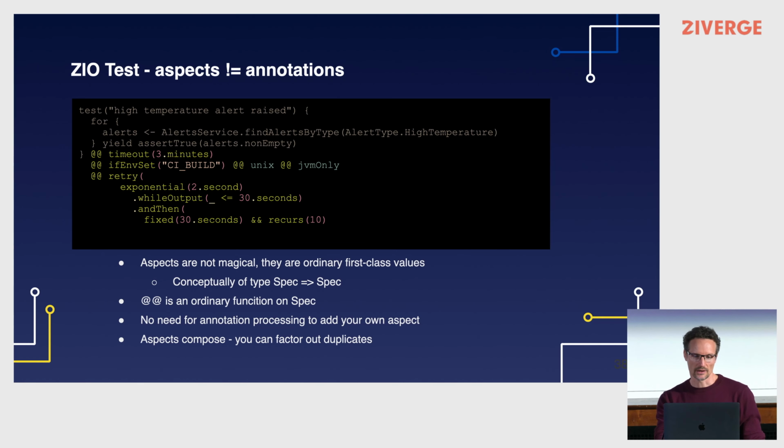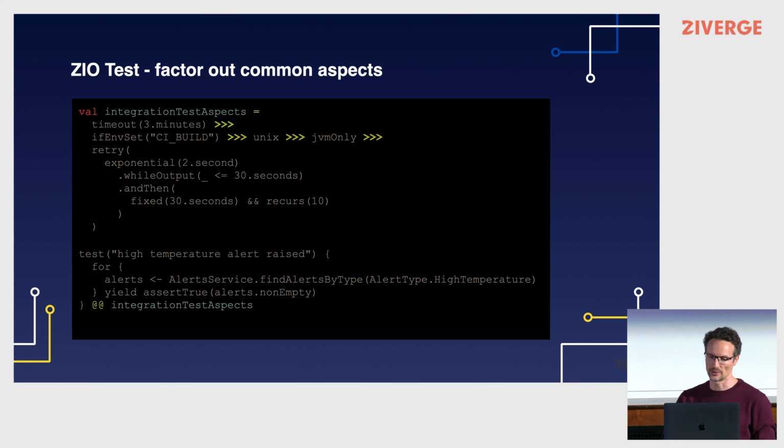Yes, and aspects, since they are first-class values, they also compose. So if you have repeating aspects, you can factor out the commonalities, and this is how you do it. You just use another operator, this arrow operator, to do it.